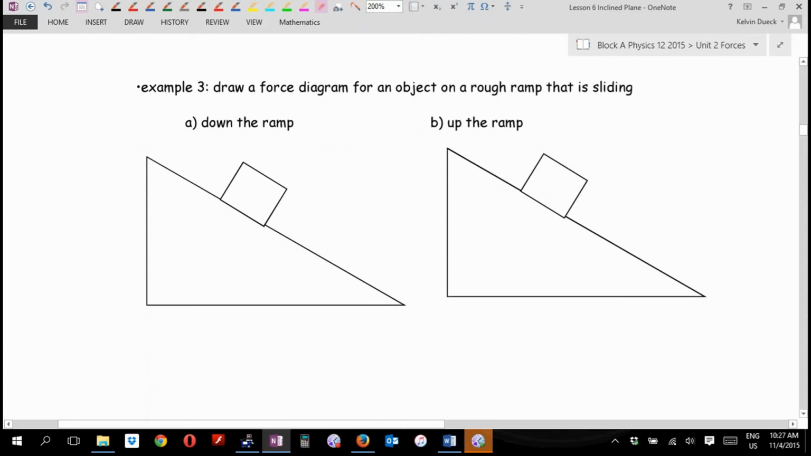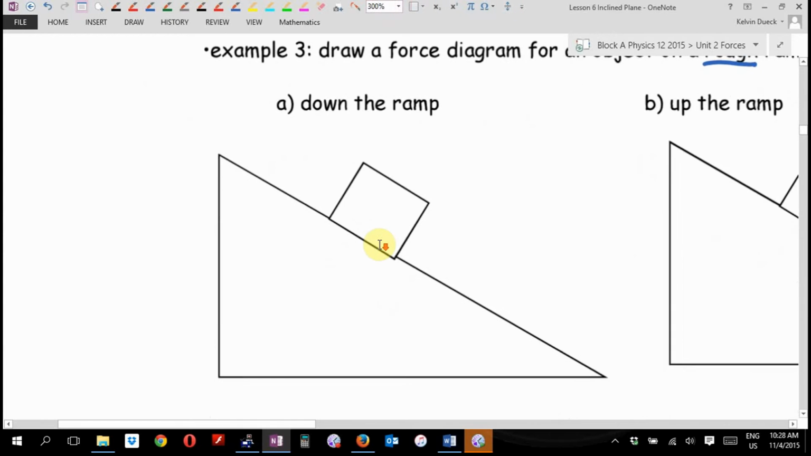Let's actually do the question. It says, draw a force diagram for an object on a rough ramp that is sliding down the ramp. Okay. Rough means there's a mu, there's friction. What are the forces acting on this block? Get the obvious one. Gravity, straight down, draw it big. And trust me, you're going to want to put mg on the same side as the pointy part.